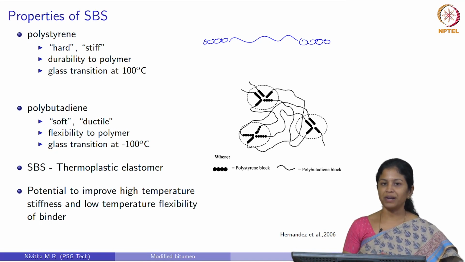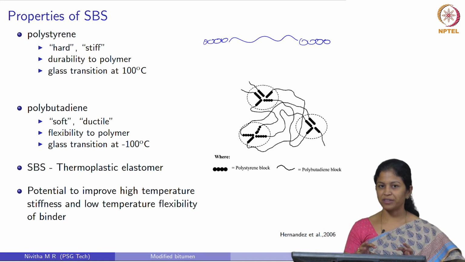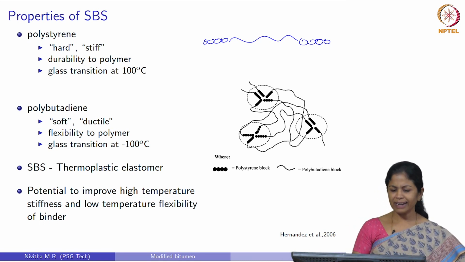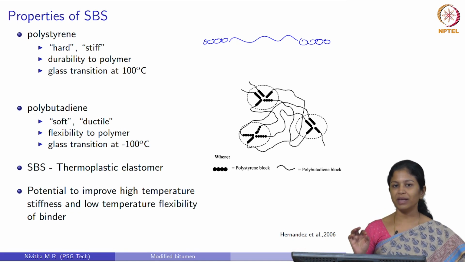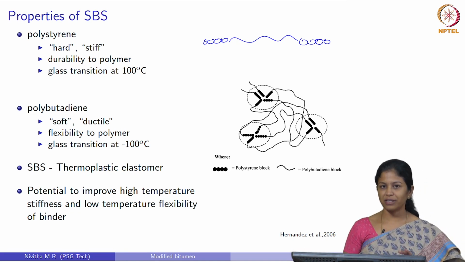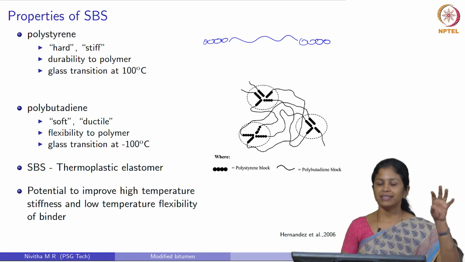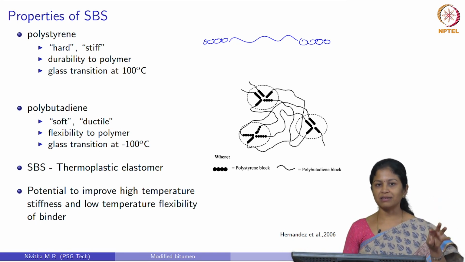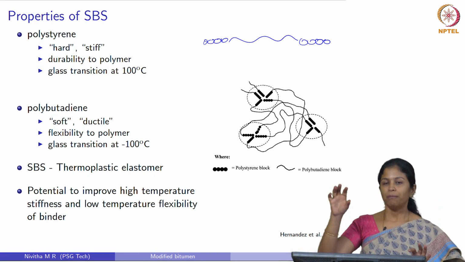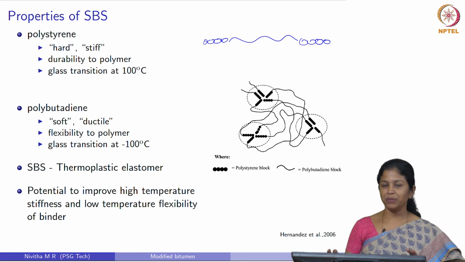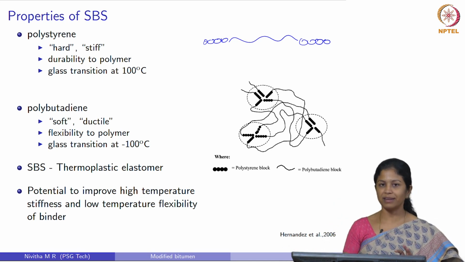The next component is polybutadiene. So, this polybutadiene is very soft and ductile, right. So, it provides flexibility to the polymer. And its glass transition temperature is minus 100 degrees Celsius. So, above minus 100 degrees Celsius, it behaves as a ductile material. So, we have two components of this modifier, styrene which is very stiff with a glass transition of 100 degrees Celsius, and polybutadiene which is very soft with a glass transition of minus 100 degrees Celsius.